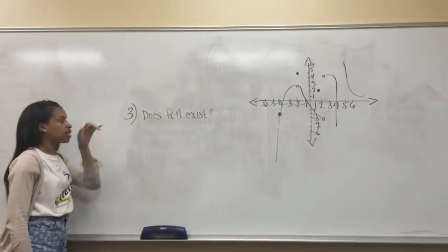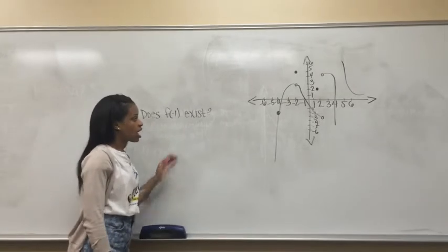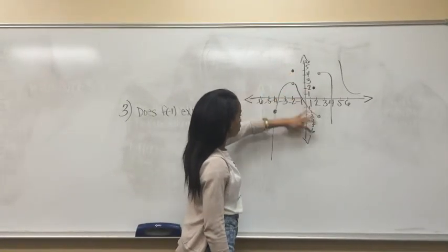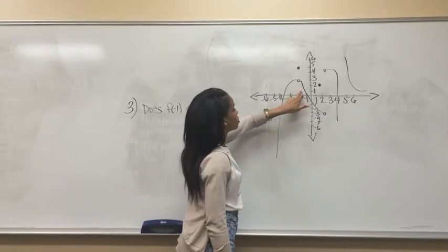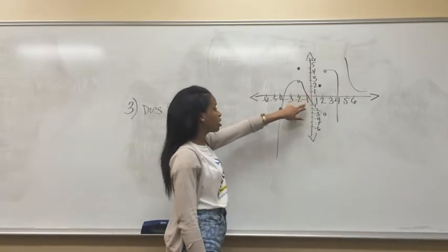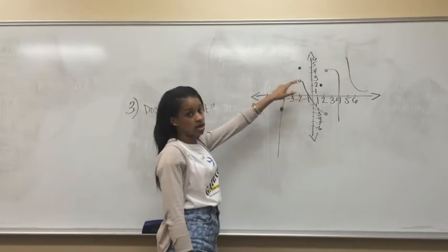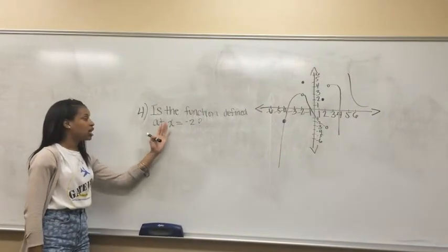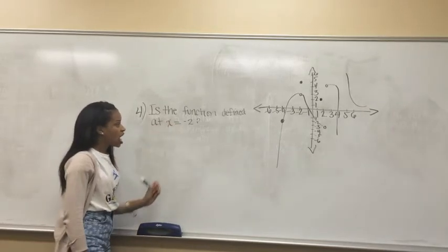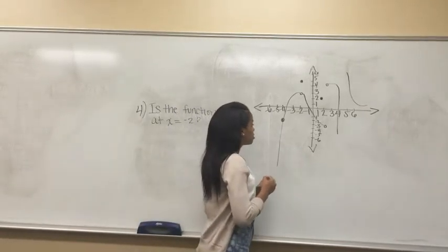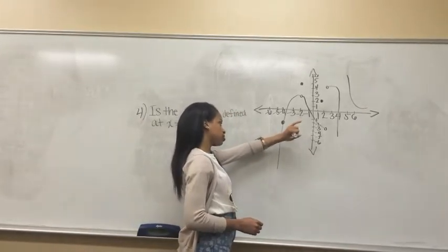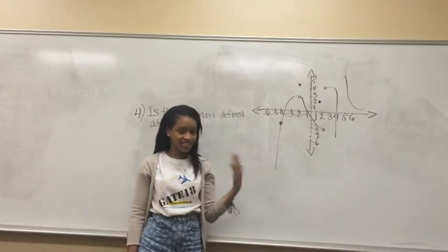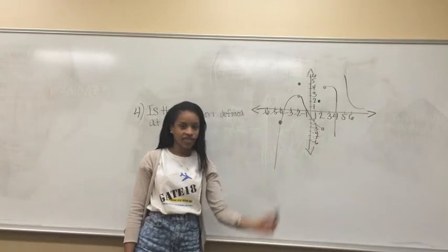Here, we're supposed to find if f of -1 does exist. F of -1 does exist because as the line is passing through -1, it approaches +1. Therefore, f of -1 is equal to +1. Here, we're supposed to find if the function is defined when x is -2. If you look at the graph, the function is defined once x is -2 because of the closed circle. Therefore, the function is defined when x is -2.